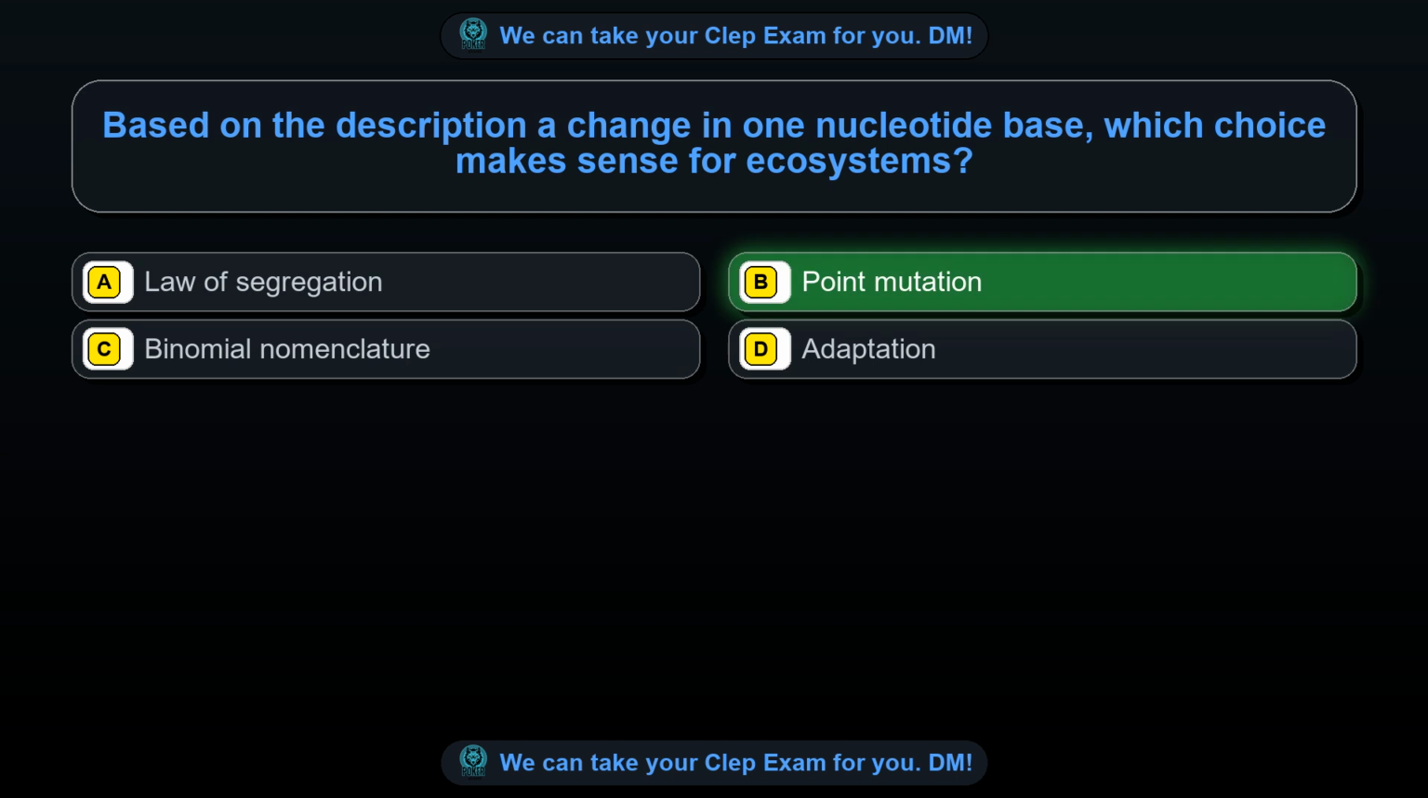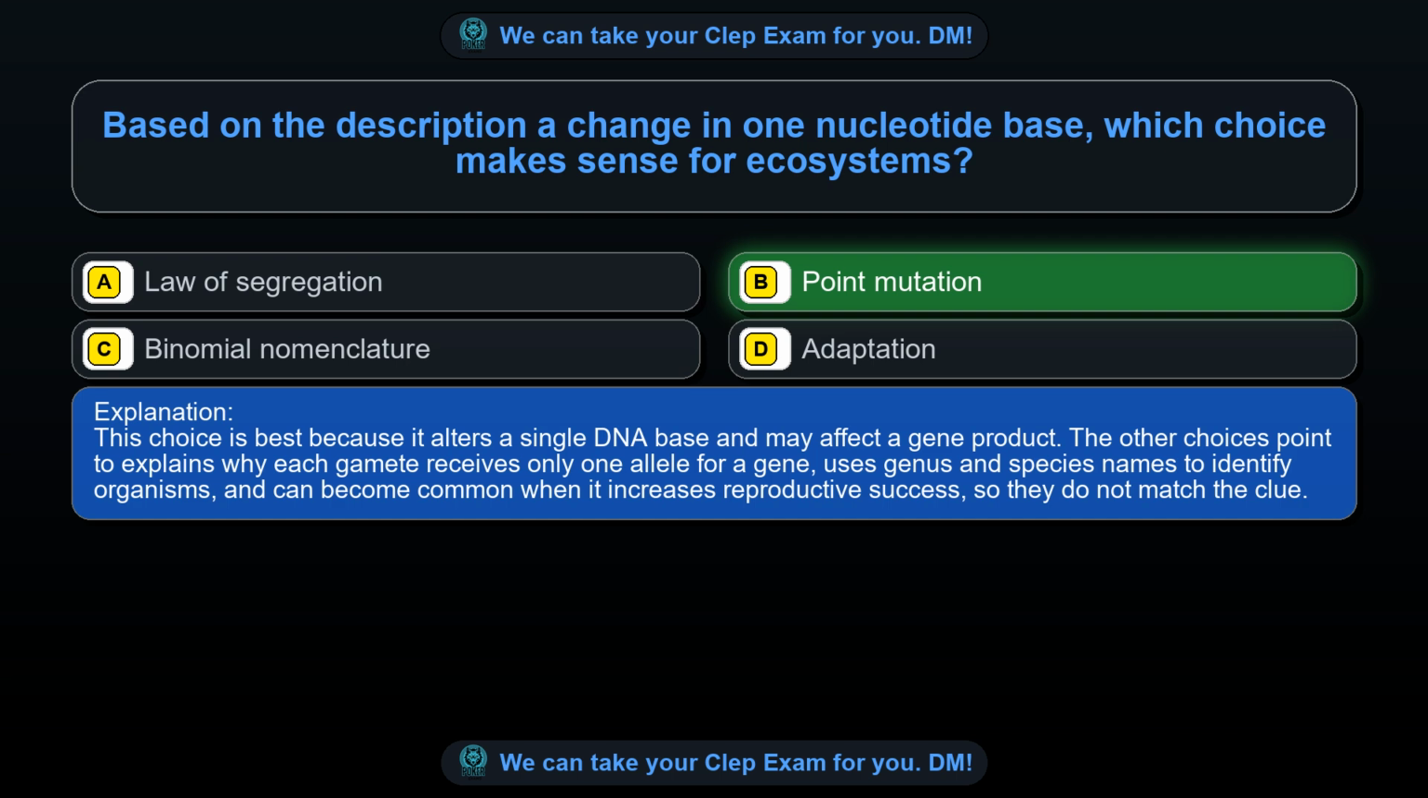The correct answer is option B, point mutation. This choice is best because it alters a single DNA base and may affect a gene product. The other choices point to explains why each gamete receives only one allele for a gene, uses genus and species names to identify organisms, and can become common when it increases reproductive success, so they do not match the clue.